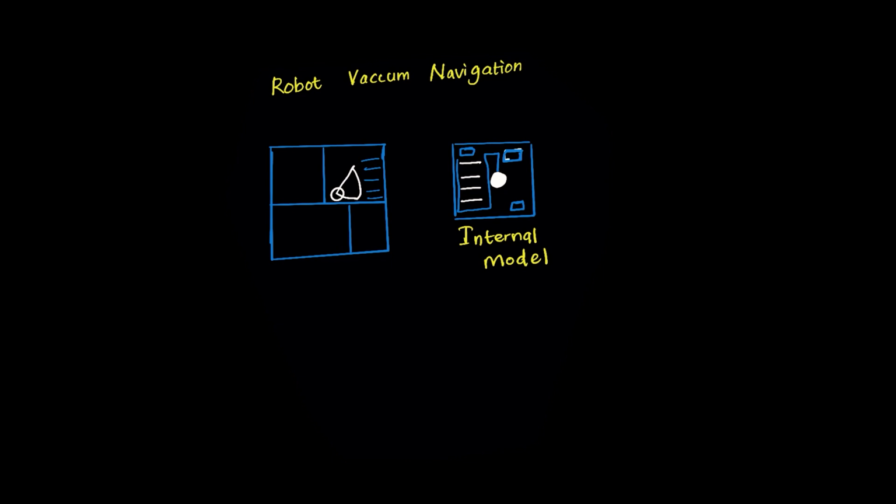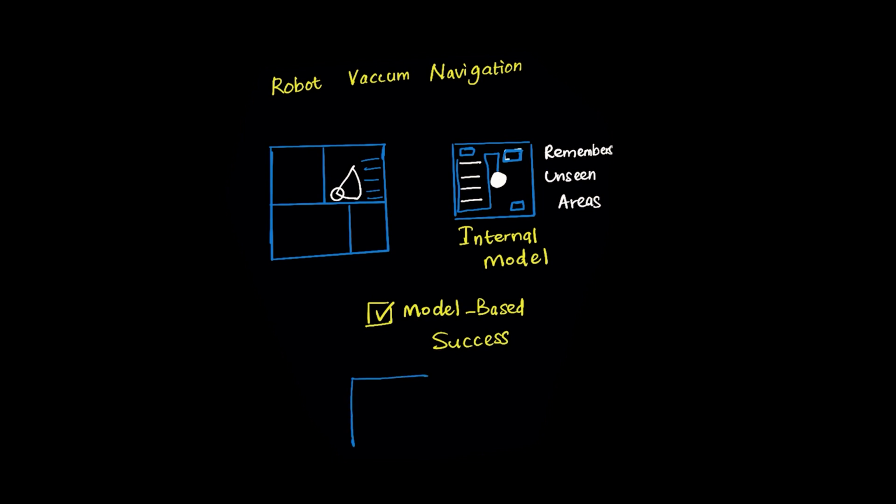Simple reflex agents would repeatedly clean the same visible area, software agents lack physical capabilities, and completely unobservable environments would make navigation impossible. The model-based approach enables efficient cleaning patterns even when the robot can't see the whole house at once.